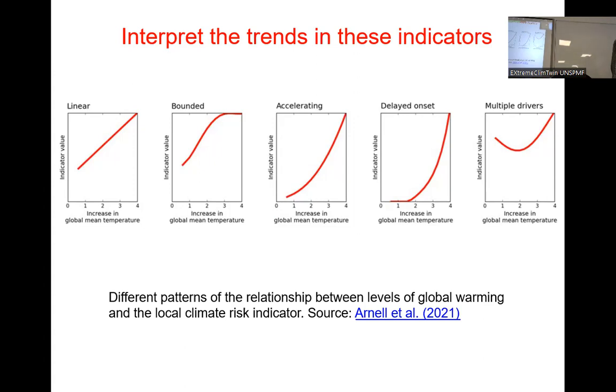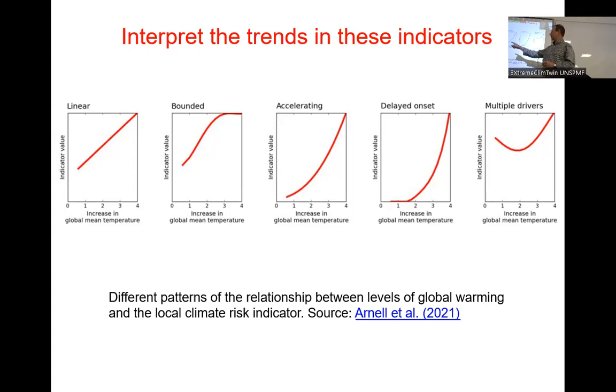So linear, with the increase in global mean temperature, we will have an increased number of hot days per year. Yeah, that would be good. And with the delayed onset, maybe something with the algae bloom, because the temperature of the water is not changing linearly with the change of the global mean temperature, for example.